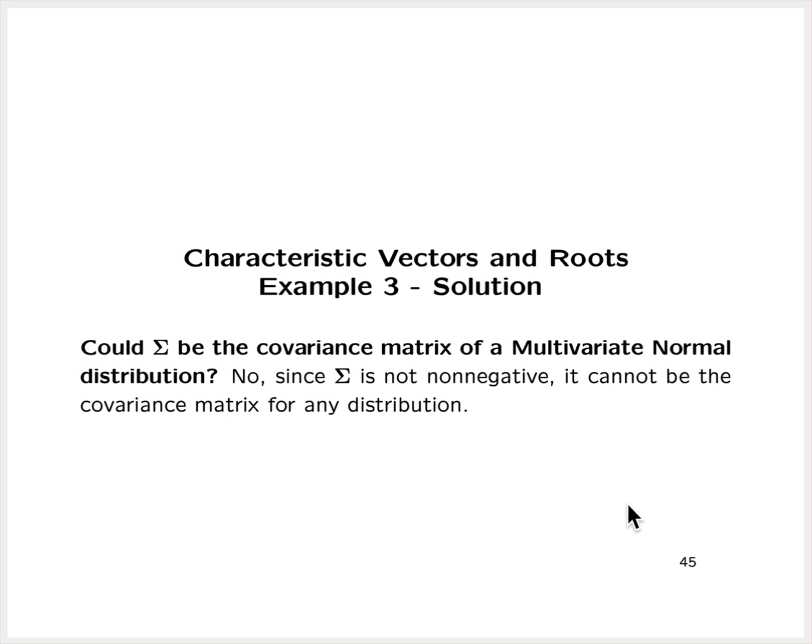And then finally, could cap sig be the covariance matrix of a multivariate normal distribution? No, it could not be. It's not a valid covariance matrix because it's not non-negative. So it could not be the covariance matrix for a multivariate normal distribution, or for any distribution, in fact.